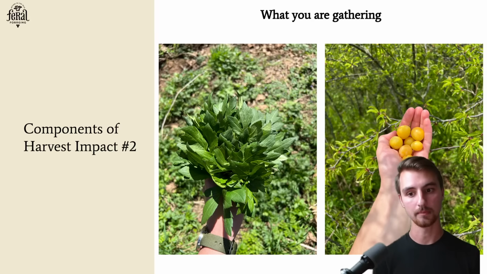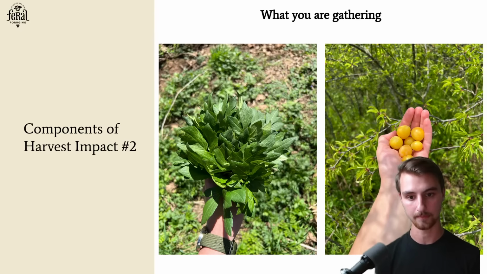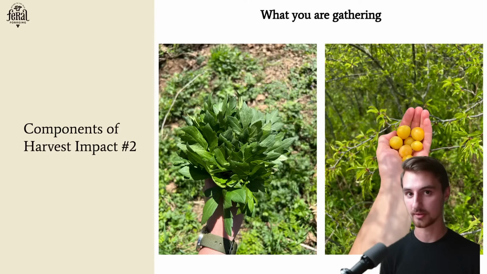Okay, so component of harvest impact number 2, and I alluded to it a little bit before, is what you are gathering. There's all kinds of different parts that we can be getting from the plant. So from the roots and storage organs all the way to vegetative parts, the leaves, and then the flowers, seeds, and the fruits. So right here we see sochan, which is, again, a criminally underrated wild food.